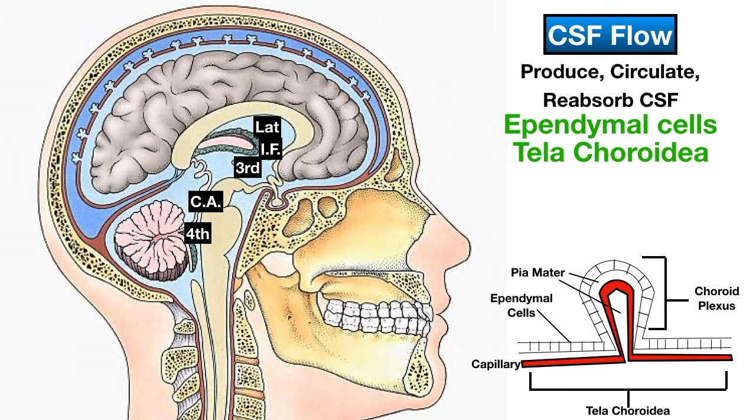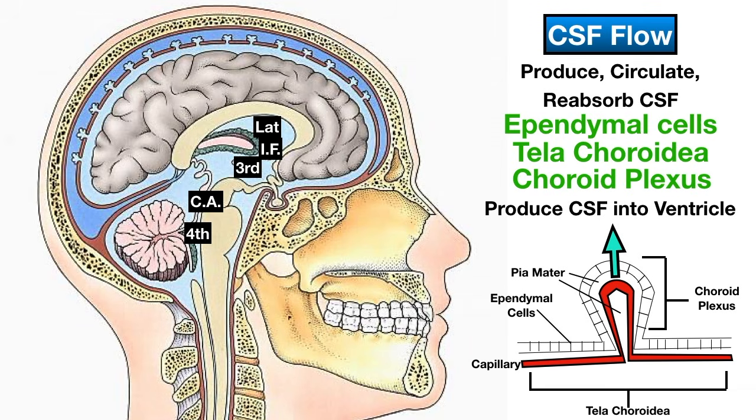And the tela choroidea has protrusions that project into the ventricles, and they're lined by specialized ependymal cells. This is known as the choroid plexus, and it produces most of the CSF. The choroid plexus is filled with a network of capillaries, and the CSF is produced by filtering the plasma out of those capillaries and through the specialized ependymal cells that line the plexus.